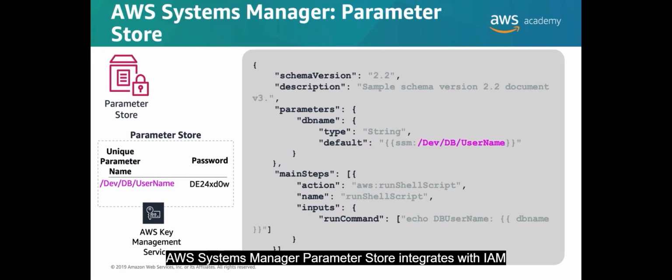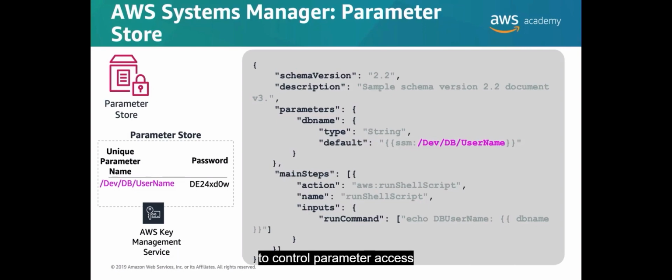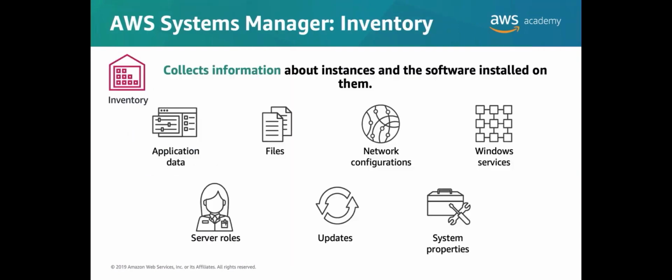AWS Systems Manager Parameter Store integrates with IAM to control parameter access, and then the stored information can be encrypted with AWS Key Management Service, or AWS KMS. At the time of this video, SSM documents do not support references to secure string parameters. This means that if you want to use secure string parameters with, for example, run command, you must retrieve the parameter value before it is passed to run command.